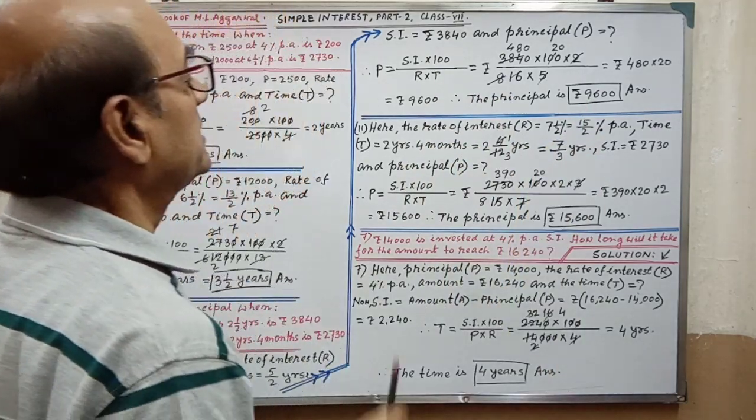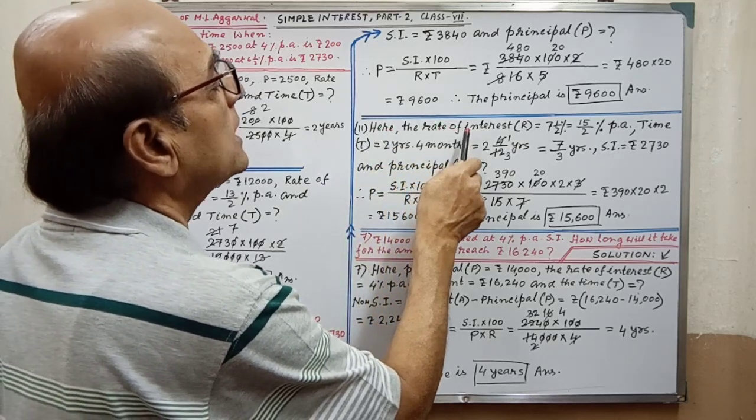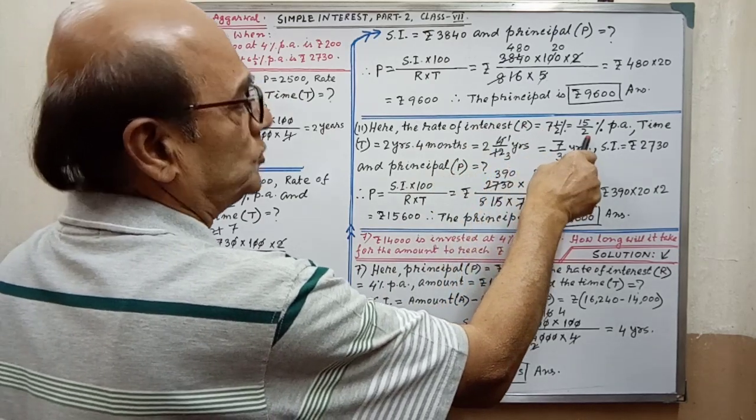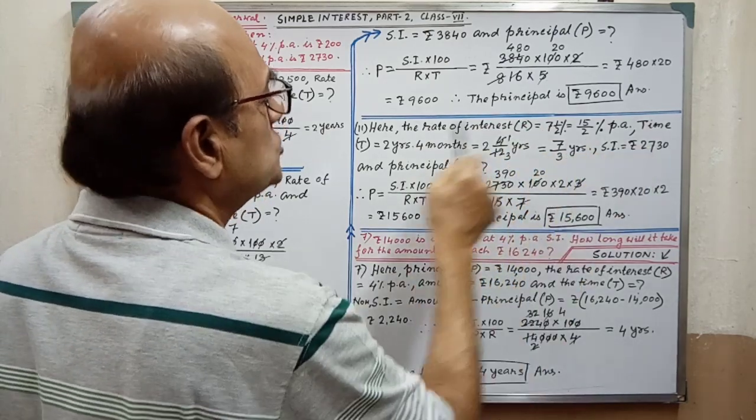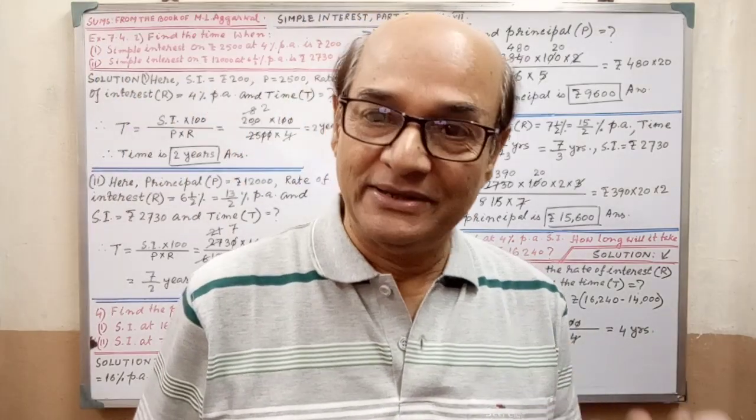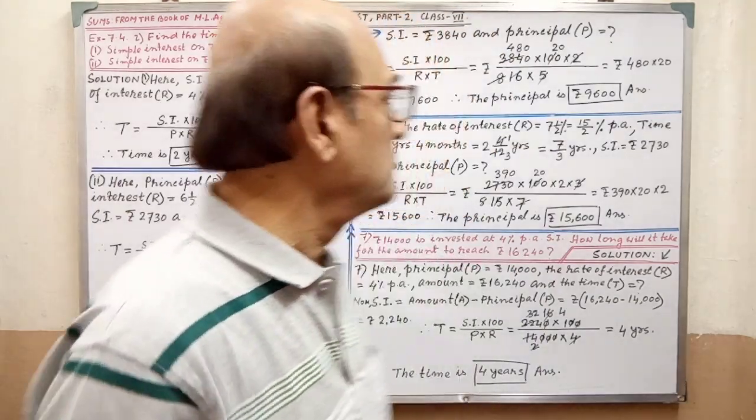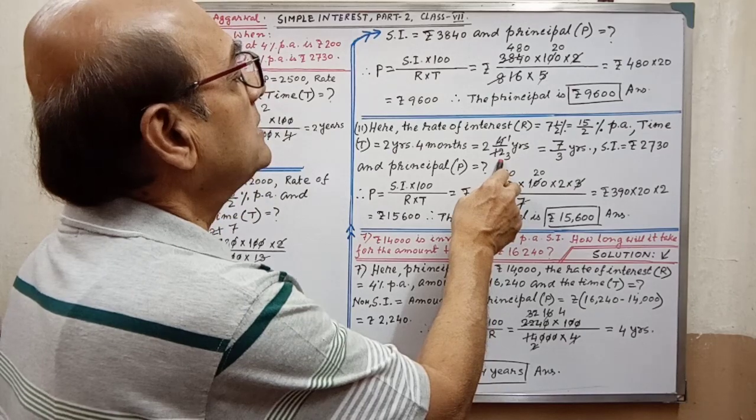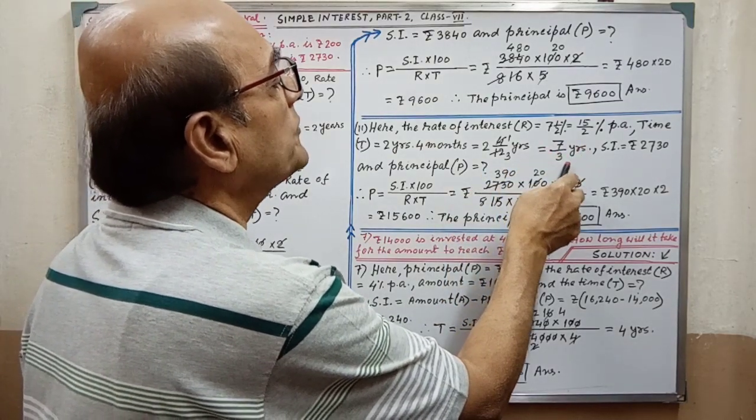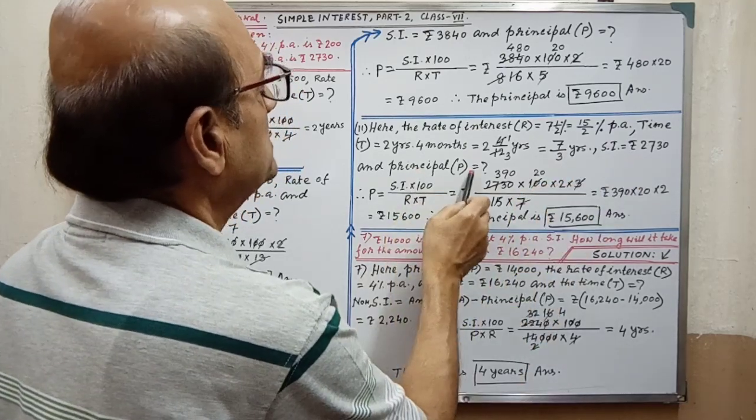So the first part of the sum is completed. Then the second part, here also you have to write the data. Rate of interest is in mixed fraction, you have to convert into improper fraction. Time is 2 years 4 months. These 4 months you have to convert into years by dividing by 12, because 12 months equal 1 year. After dividing, we are getting the improper fraction 7/3 years. Then SI equal to this and principal is required.